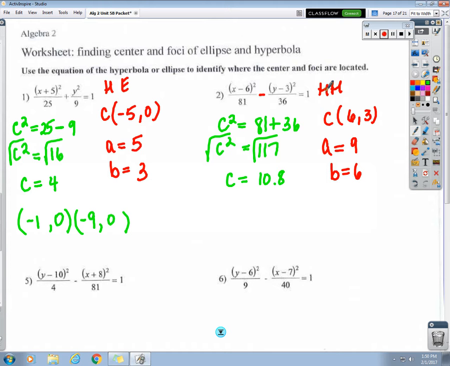Since it's horizontal, you'll be moving left and right to those foci points. So 3 is going to stay the same. You're not going to go anywhere vertically. They're going to be at 3. But from 6, you're going to go right 10.8. Well, what's 6 plus 10.8? 16.8. And then from 6, you'll go left 10.8. What's 6 minus 10.8? Negative 4.8, right. Did y'all get that? Okay, now I'll take a couple of minutes and try 3 and 4, and then I'll go over them.